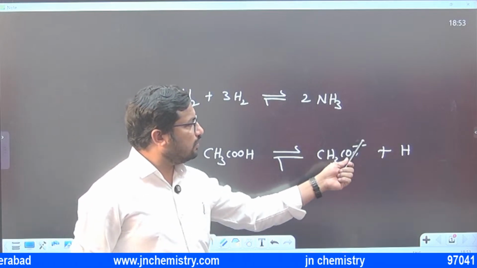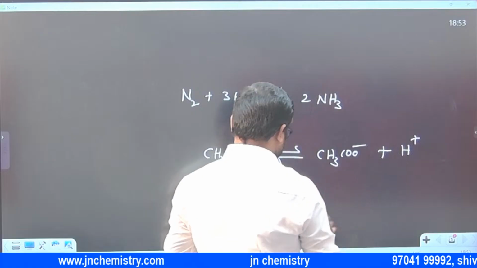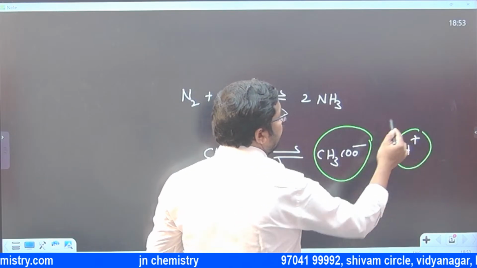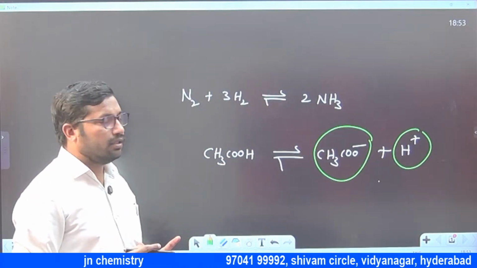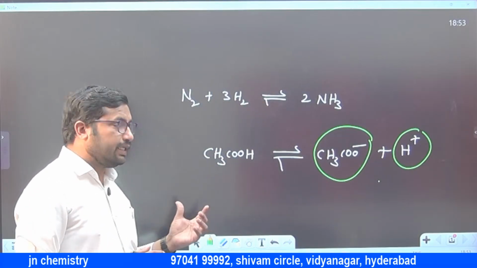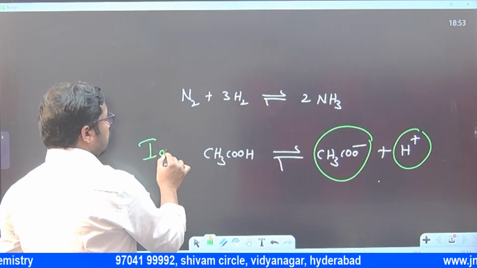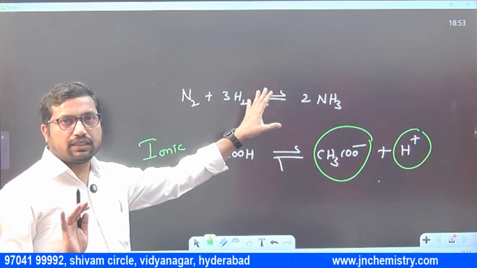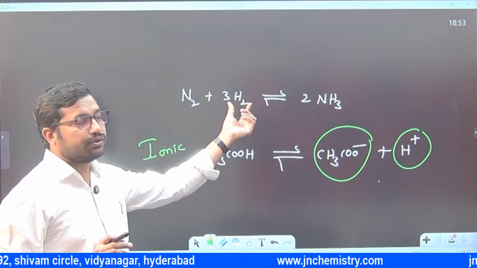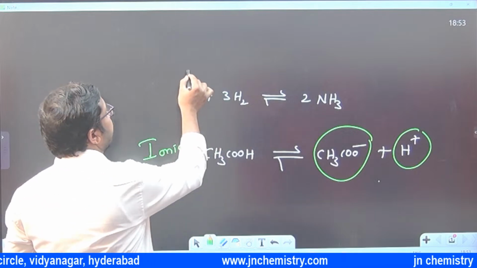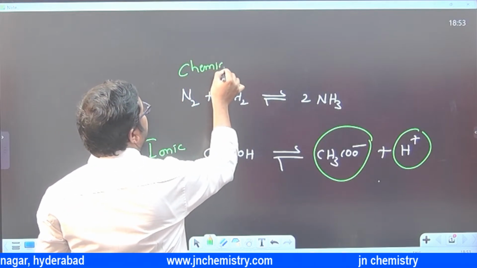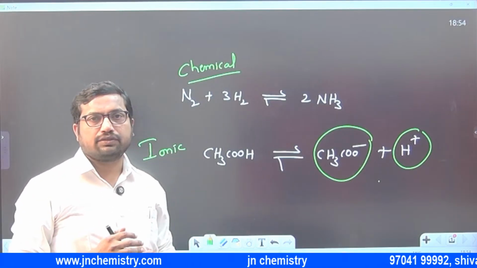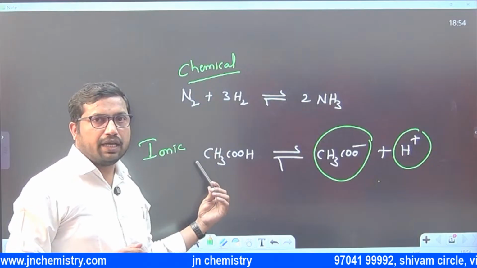In this case, ions are forming, right? Ions, anion and cation. When ions are forming, those equilibria we will study in terms of what? Ionic equilibrium. In this case, no ions are forming. The reactants N2 + 3H2 give rise to 2NH3. Here we will be discussing chemical equilibrium. So equilibrium we are broadly dividing into two halves: chemical equilibrium and ionic equilibrium.